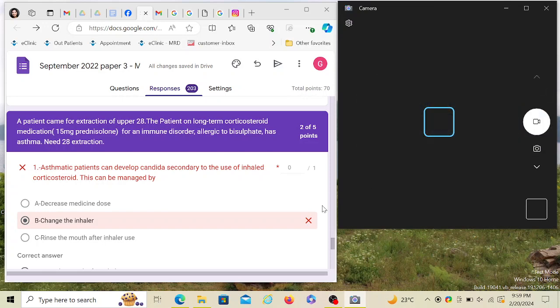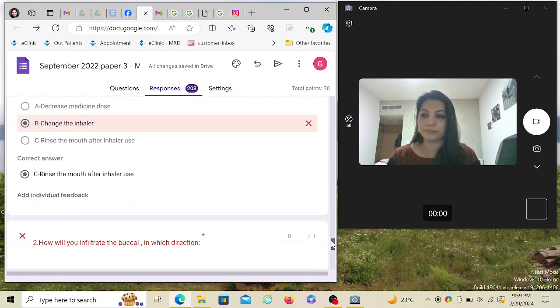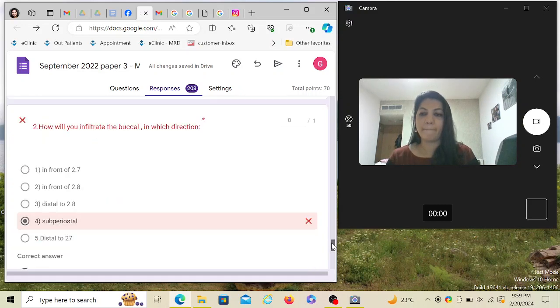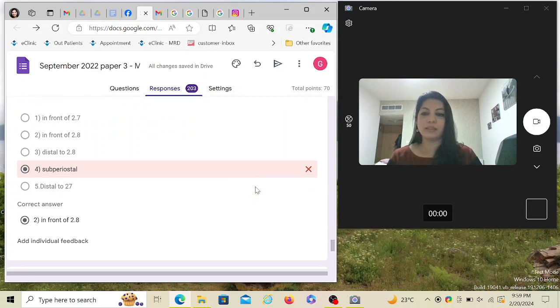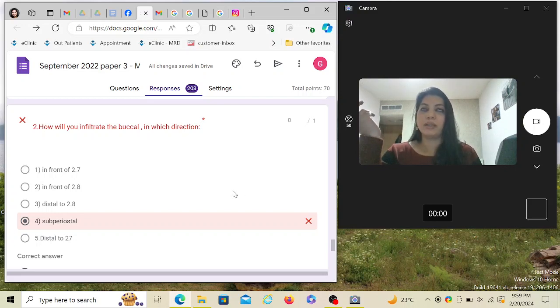Then we go on to the next sub question. How will you infiltrate the buccal and in which direction? So here they mean, wait, you are extracting 2.8. 2.8 is the upper left last tooth. And yeah, how will you infiltrate the buccal?